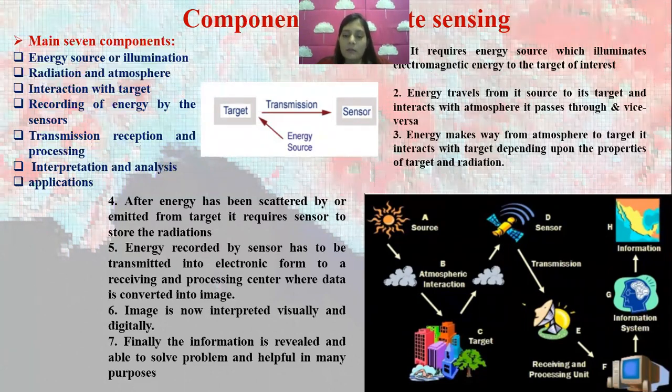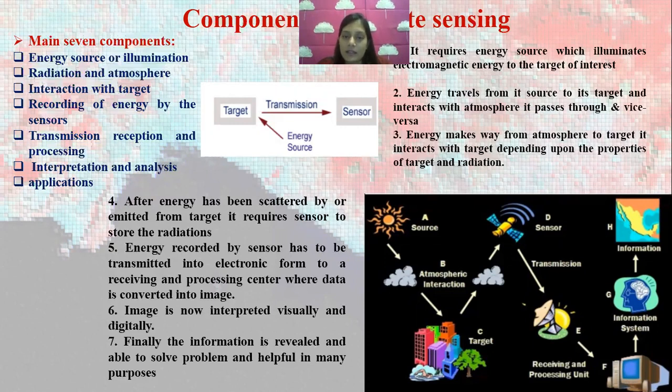Now come to the image I have shown with the alphabets A, B, C, D, E, F, G, H. What is the process actually? The first, alphabet A, is the source. That is our major source, through which we get some energy. That energy is transmitted to the target, which I have shown as C. But before that there is B, which is written as atmospheric interaction.